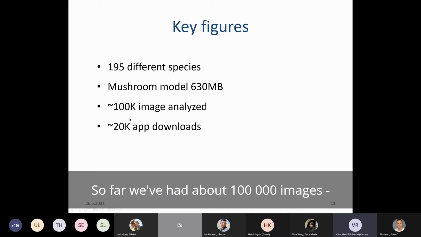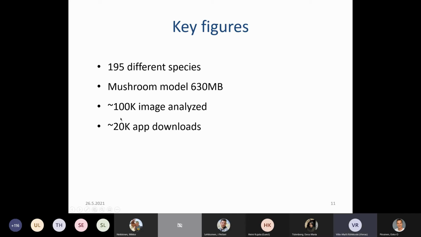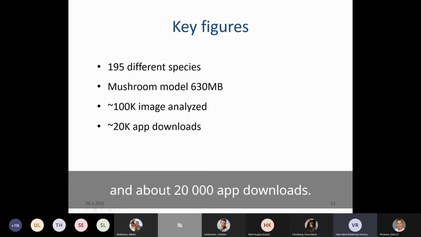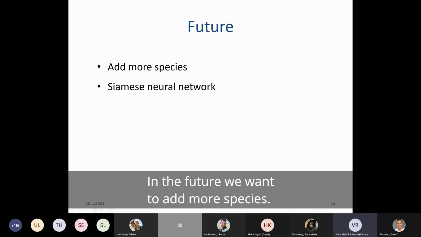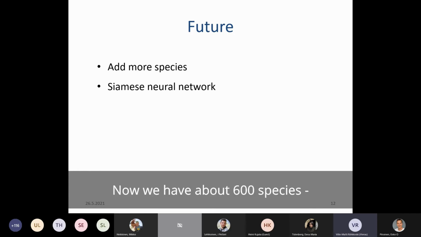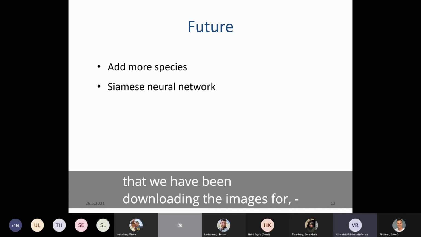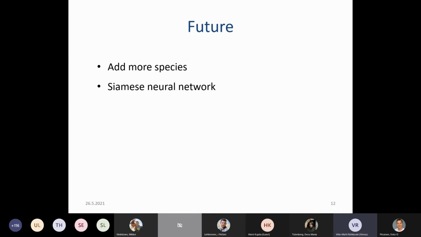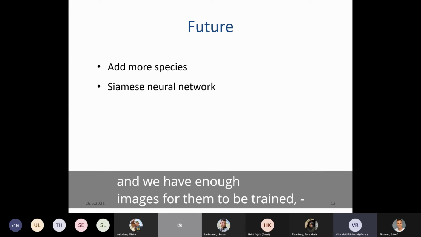So far, we have gotten about 100,000 images and about 20,000 app downloads from that. And in the future, we want to add more species. We actually have now about 600 species that we have been downloading the images for, and we have enough images for them to be trained.